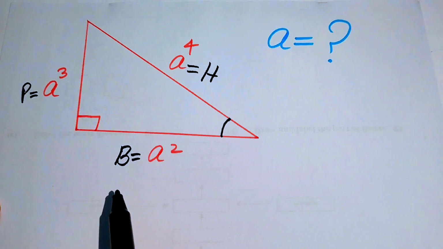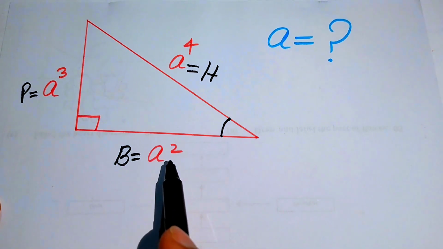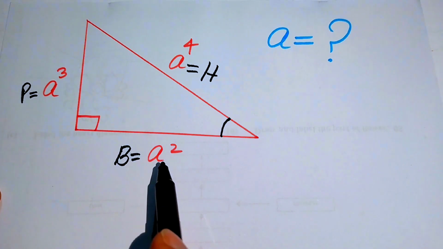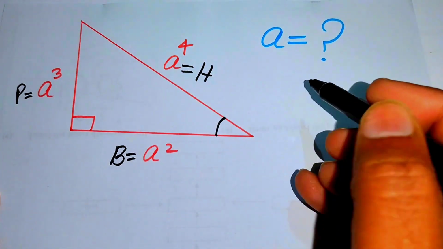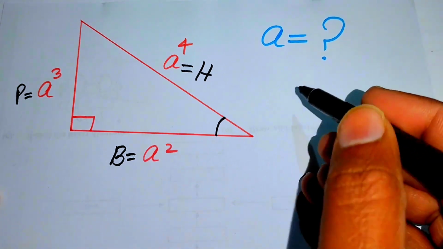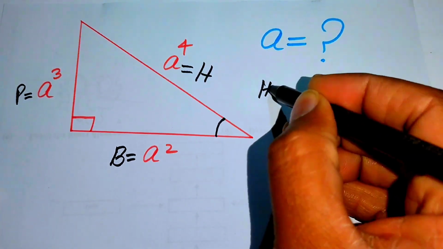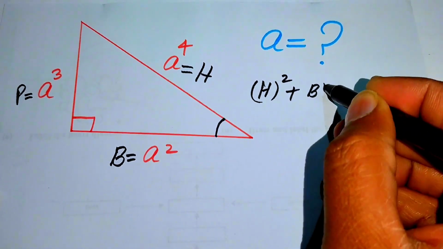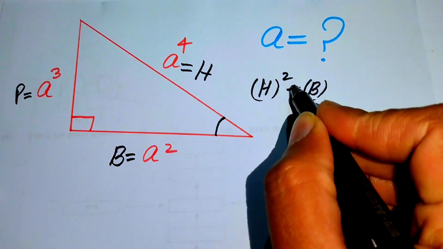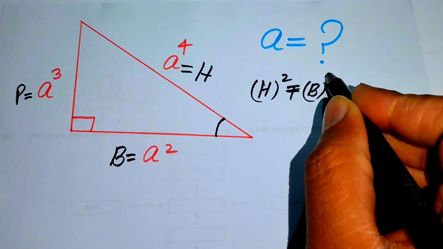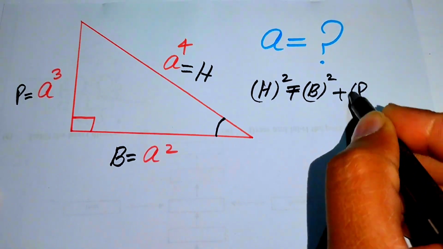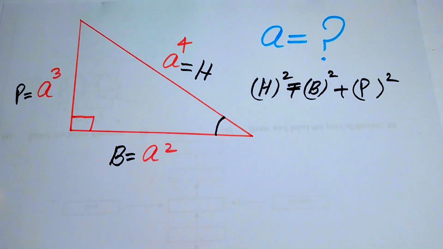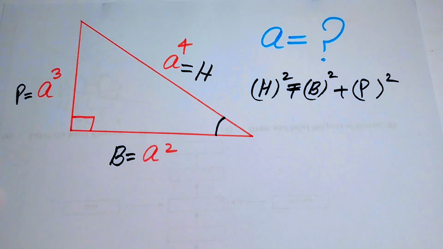Now, because we need to find the value of a, we use the nice Pythagorean theorem. We know that the Pythagorean theorem is stated as hypotenuse square equals base square plus perpendicular square. So this is called the Pythagorean theorem.